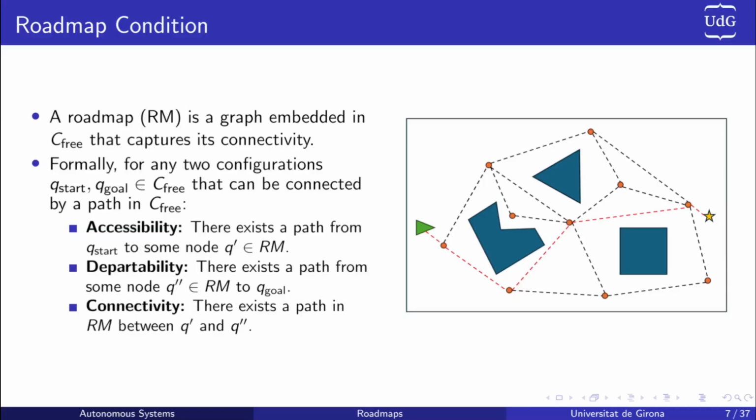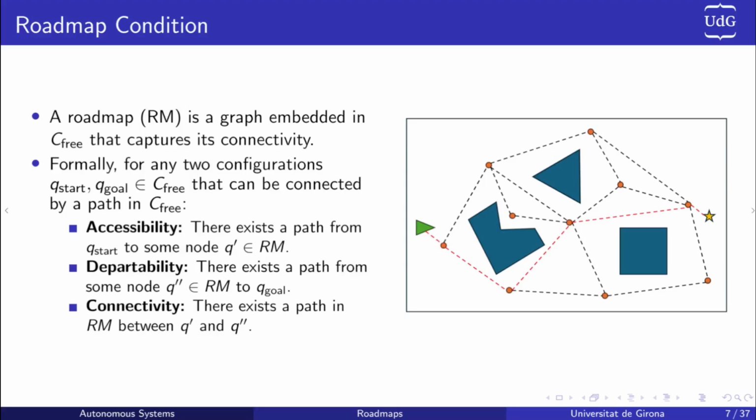The first condition is called accessibility. And accessibility means that I can connect my starting position to some of the nodes in the graph. Normally, we always check first the closest one. In this case, the closest one is this one. But I can connect it with a feasible path. Okay, in this case, this is a feasible path. If I can do that, then it's accessible.